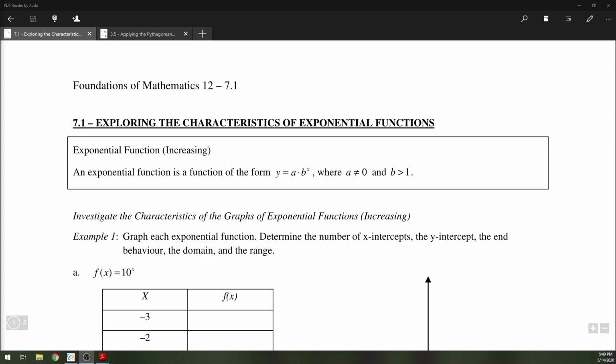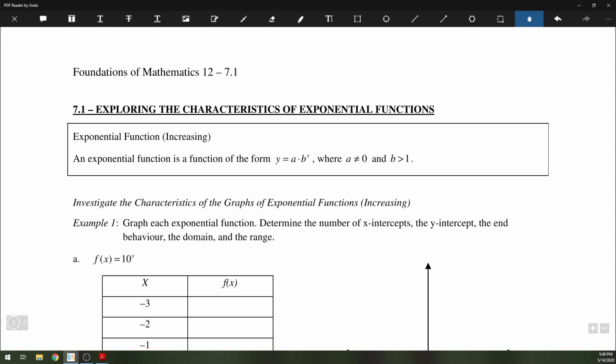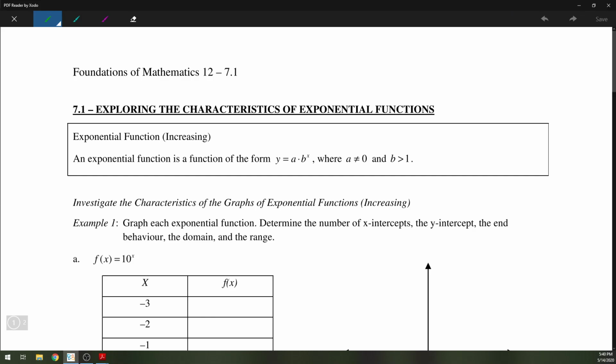Hello everyone, so today we're going to go over section 7.1, exploring the characteristics of exponential functions. So we'll be looking at two different types of exponential functions. The first one is of the form y equals a times b to the x, where a is a coefficient, b is of course the base, and x is our variable. Okay, so those are the three components of the function.